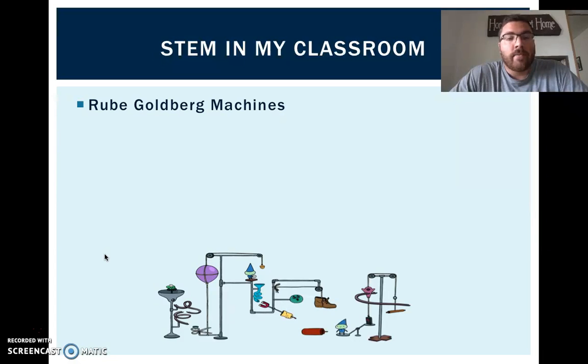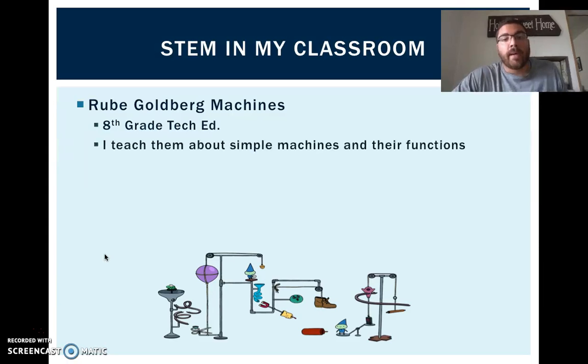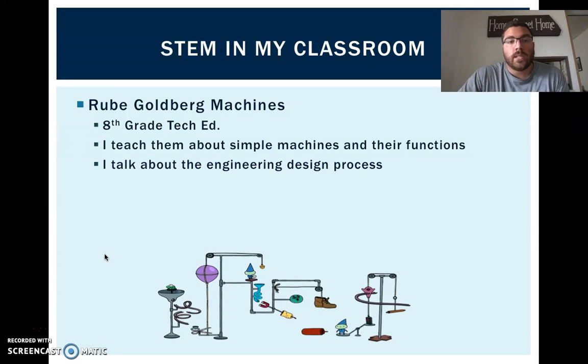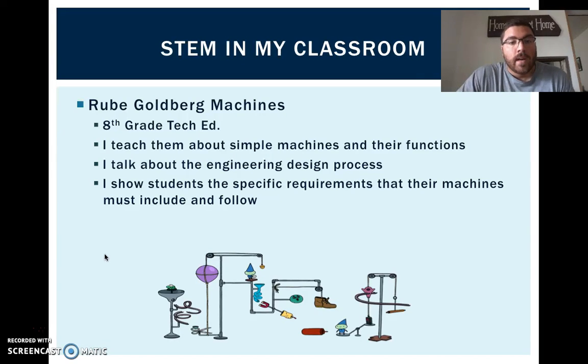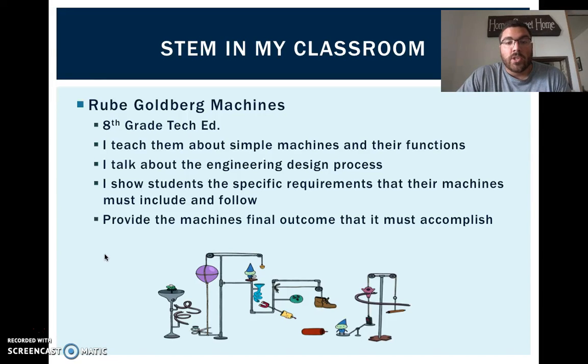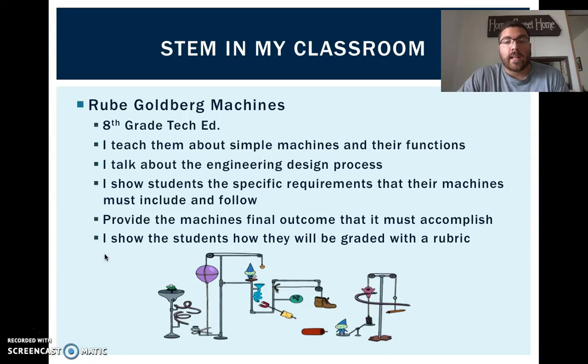What I do is have my students make a Rube Goldberg machine. I do this with my 8th grade tech ed students. I teach them about simple machines and their functions. I talk about the engineering design process and the steps involved. I show the students the specific requirements that their machines must include as well as follow. I provide the machine's final outcome that it must accomplish, and I show the students exactly how they'll be graded with the rubric.